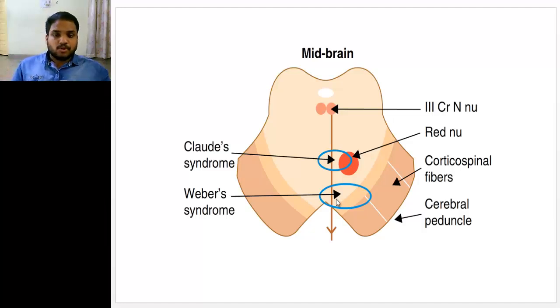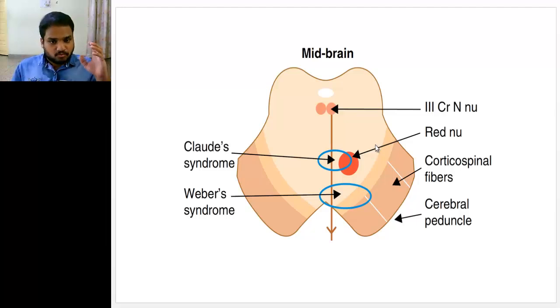Then another syndrome that you have is the Claude syndrome, right? Claude syndrome is affecting the red nucleus as well as the superior cerebellar peduncle, right? The superior cerebellar peduncle is connecting the cerebellum with the midbrain. There are three cerebellar peduncles, that is superior, middle and inferior cerebellar peduncles, right? So these are connecting the cerebellum with the brainstem, that is superior with the midbrain, middle with the pons and inferior cerebellar peduncle with the medulla, right?